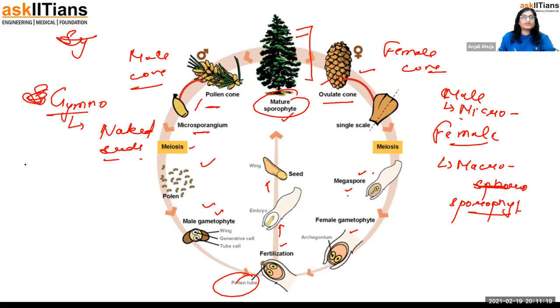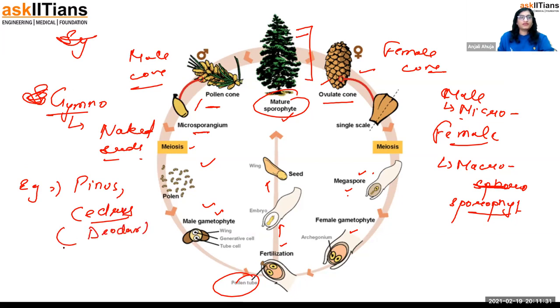The last thing I would like to say is examples. Examples are Pinus, the pine tree, and Cedrus, which is deodar. That's another name. And Cycas is also there. Okay, so we are done with the basic information on this, and I have seen your notes also. We are almost done, and that is the information that's required for the pteridophytes.